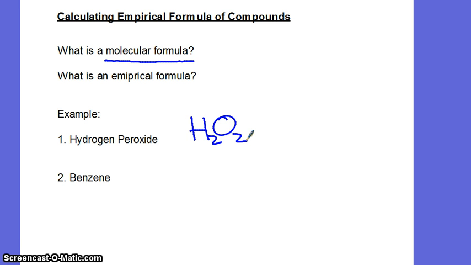Now the empirical formula tells you something slightly different. All the empirical formula tells you is the ratio of the different atoms within the molecule. So the ratio of atoms within hydrogen peroxide, clearly it's 2 to 2, so effectively the lowest ratio is 1 to 1. So the formula is just HO.